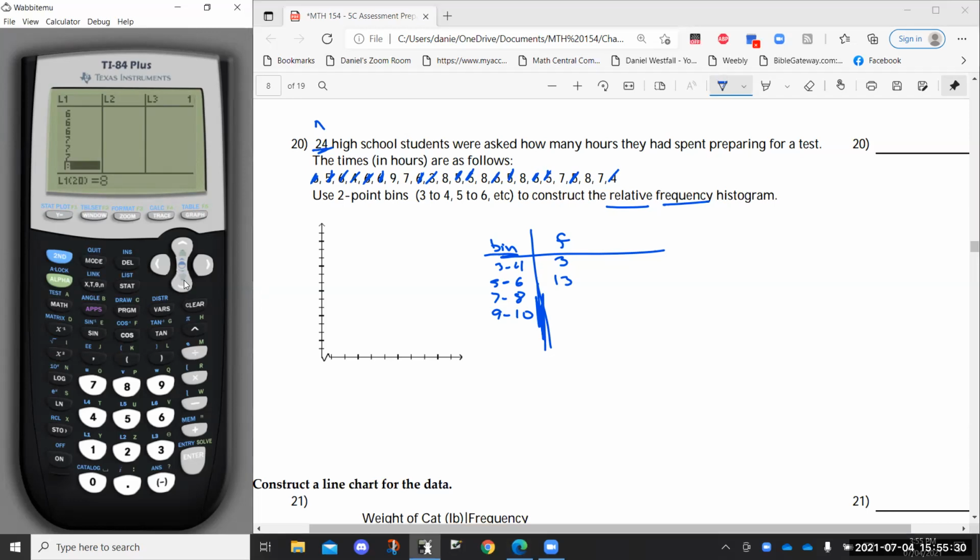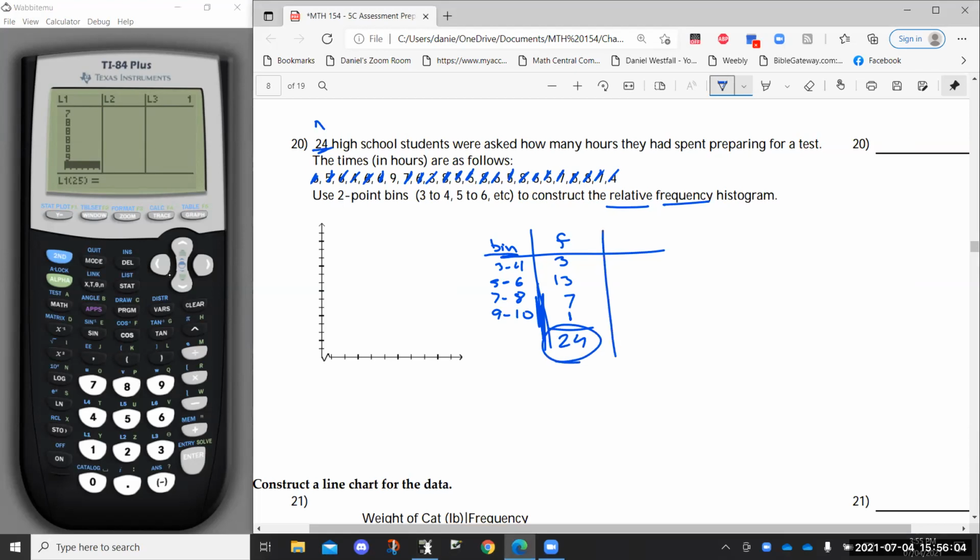1, 2, 3, 4, 5, 6, 7. We should have 7 of them. Let's see. 1, 2, 3, 4, 5, 6, 7. That leaves us with just 1 9. Does this add up to be 24? 16, and 7 is 23, and 1 is 24. It does. We didn't miss anything.